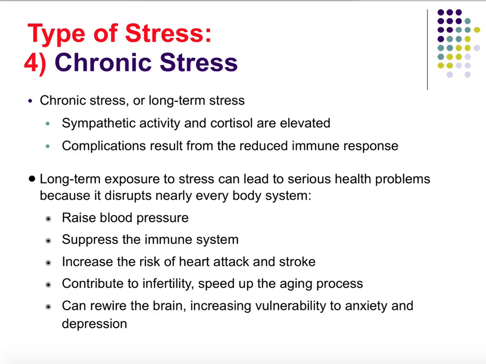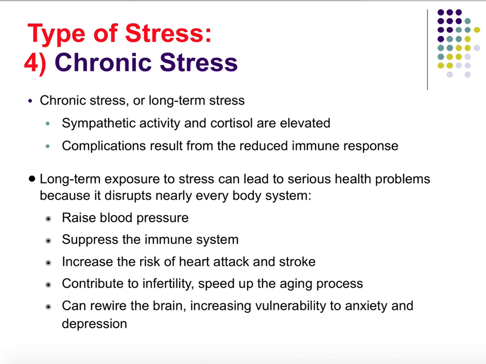Another type of stress is chronic stress. So chronic stress is longer duration. So the sympathetic nervous system will be activated. Cortisol is elevated. Again, this is our stress response, the GAS. Complications can also result from reduced immune response. So basically, your body's defenses are lower, so you're more likely to get ill.